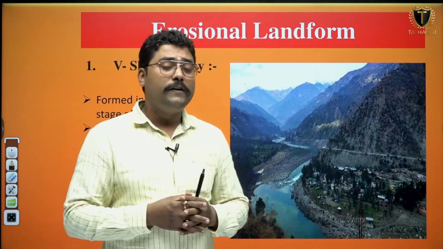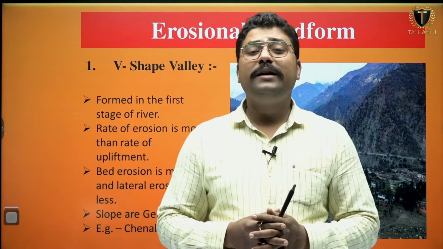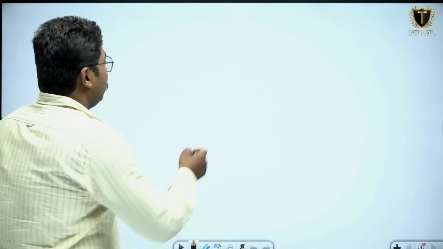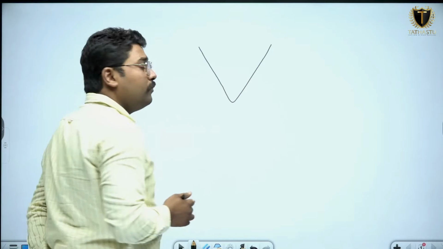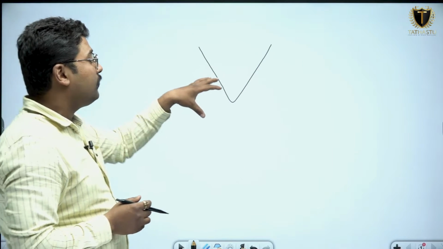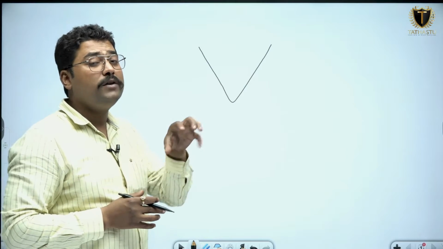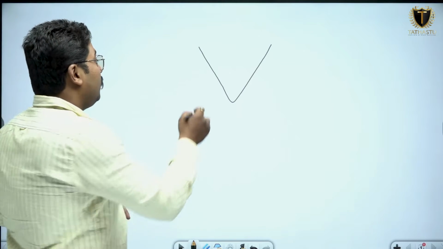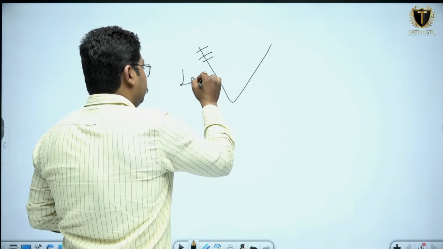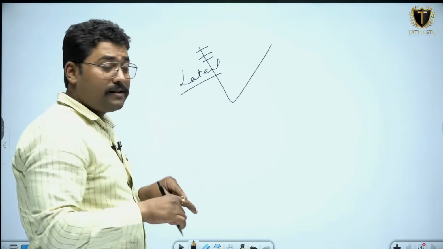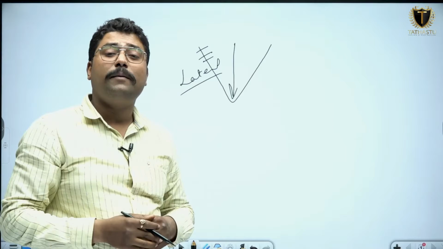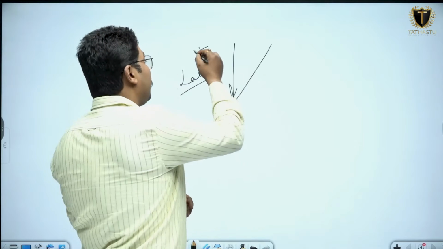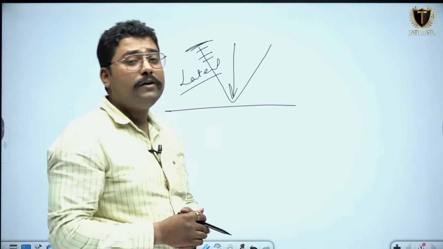The first erosional feature which a river makes is the V-shaped valley, meaning the valley of the river will resemble the capital letter V. When the valley resembles a capital V, the slope gradient of the valley floor will be very gentle in nature, and the most important thing, the lateral erosion will be very less and the vertical erosion, or the bed erosion, will be more. Why? Because the river has originated from a height and the river has to achieve the base level.